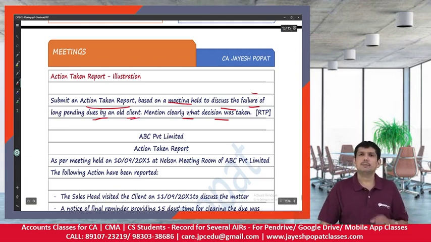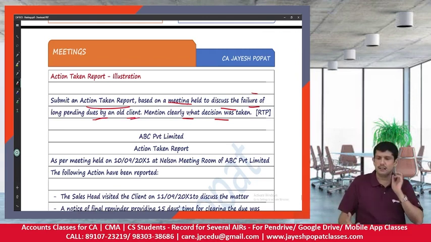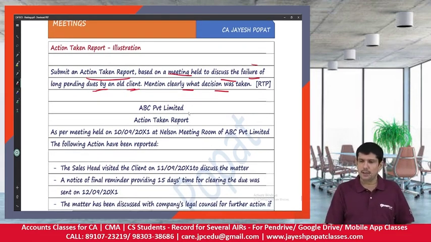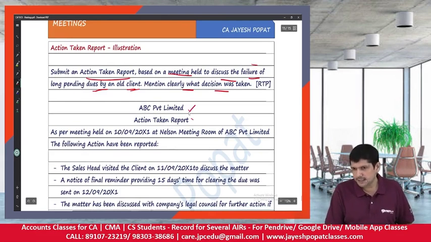So there is an old customer who is not paying his money, right? Mention clearly what decision was taken up. So we'll mention the name of the company. We'll say this is the ATR. We'll say, as per the meeting held on this date at Nelson Meeting Room of ABC Private Limited, which is the name of our company, the following actions have been reported.